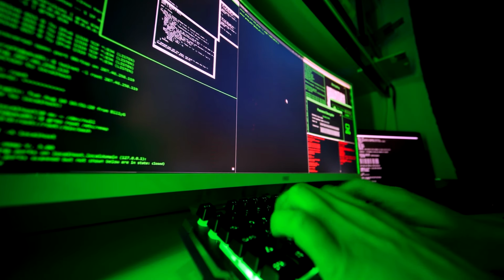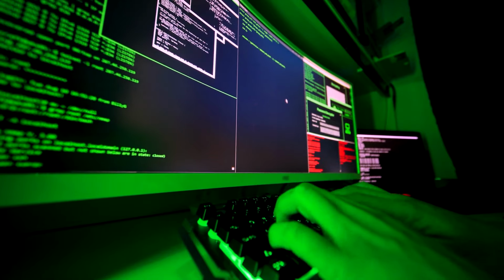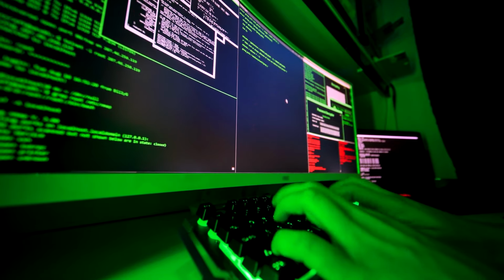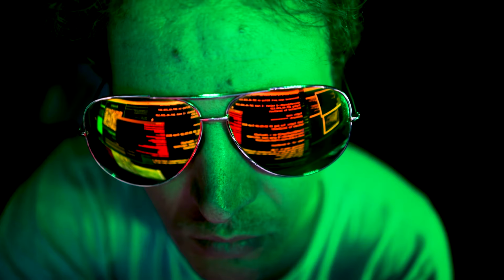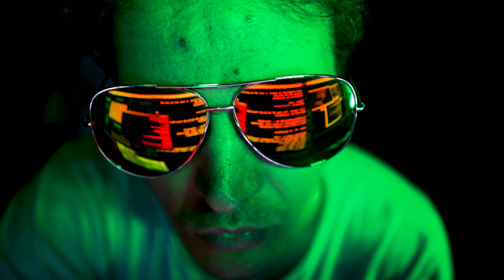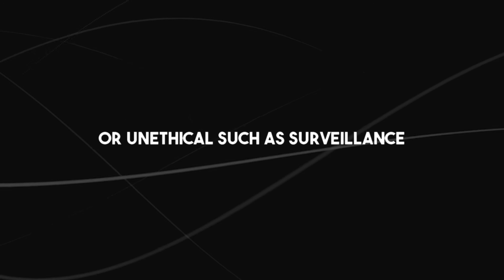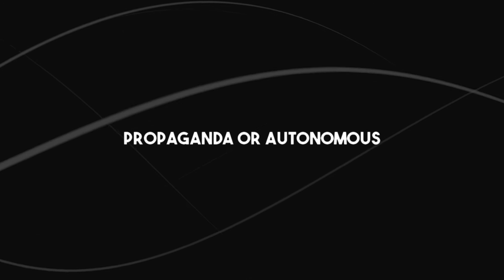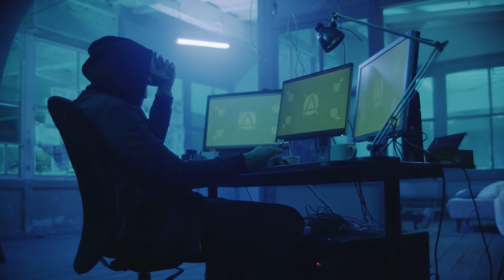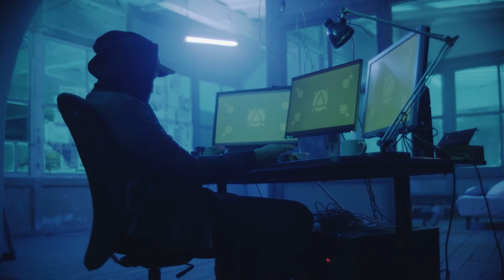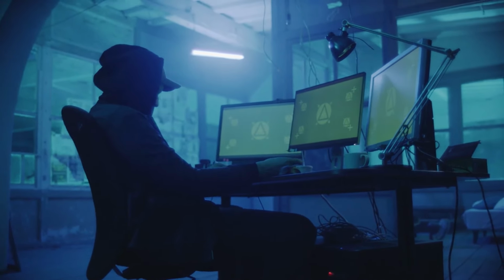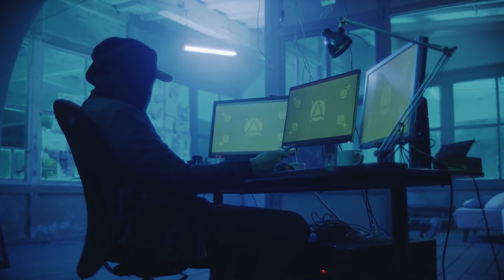Ethical considerations also loom large in this field. Cloning AI systems without proper oversight or regulation could result in unintended consequences and ethical dilemmas. For instance, cloned AI systems may be used for purposes that are harmful or unethical, such as surveillance, propaganda, or autonomous weaponry. Without mechanisms in place to ensure responsible development and deployment, the ethical implications of AI cloning remain largely unaddressed, leaving society vulnerable to potential abuses of power and manipulation.